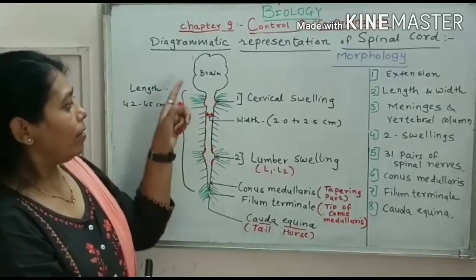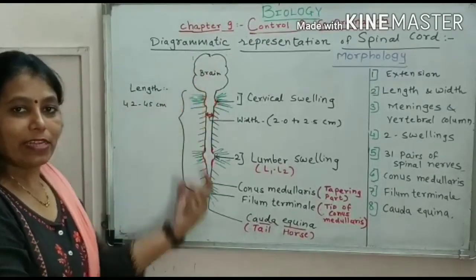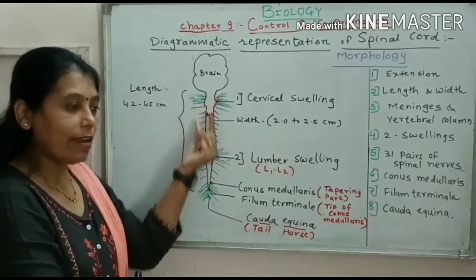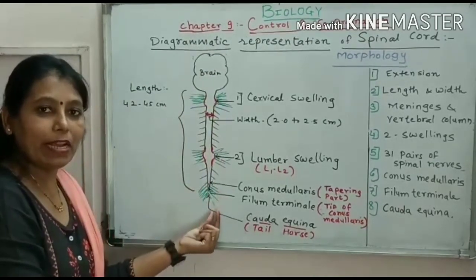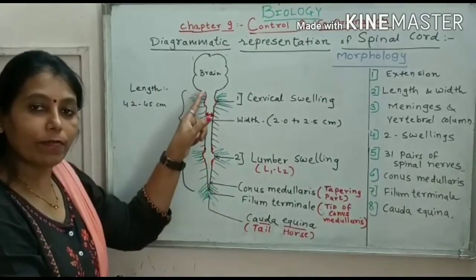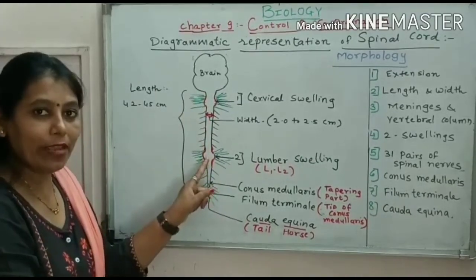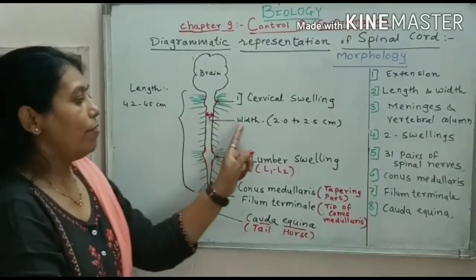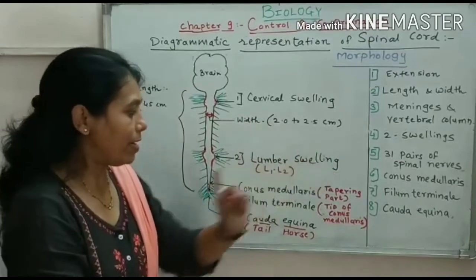Again, I'll repeat. Here this is the brain, the extension is the spinal cord. The spinal cord is broad when it starts, and when it goes down it becomes tapering and tapering. It shows two swellings, cervical swelling and lumbar swelling. Length is 42 to 45 centimeter, width is 2 to 2.5 centimeter.